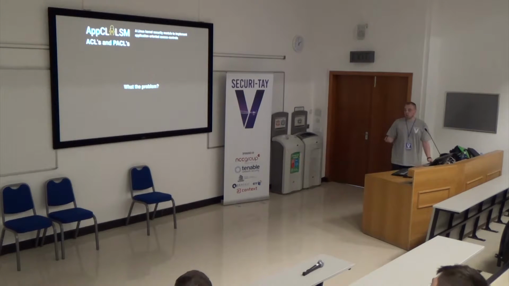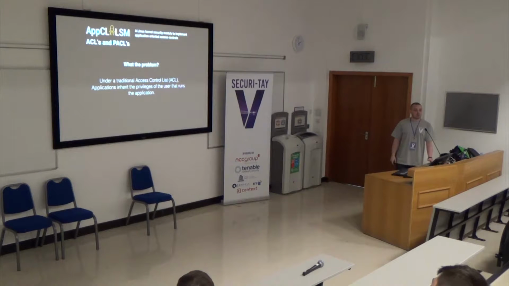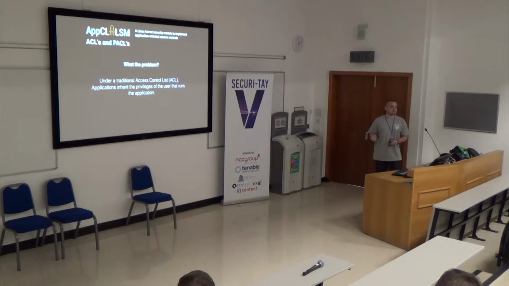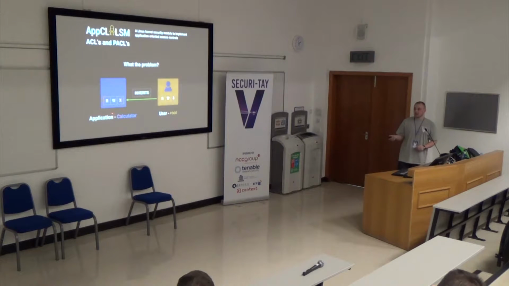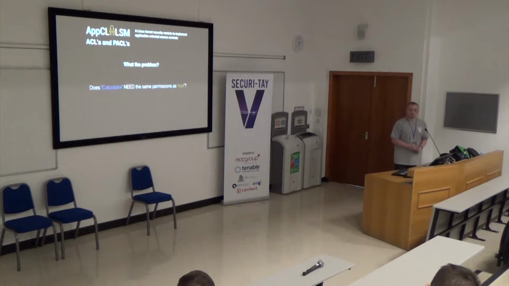So what's the problem? I think we're going to have what the problem is on a couple of slides here. Under traditional access control lists, applications inherit the privileges of the user that runs them. So you have an application, calculator, say root runs calculator, calculator then inherits the full permissions of root. Now the question is, does calculator need the same permissions as root? I guess it depends what it's calculating, but generally a calculator doesn't really need all the permissions of root. It's just an example anyway. If we think about a lot of applications, they don't actually need the full set of privileges and permissions that the user running them is granting them.